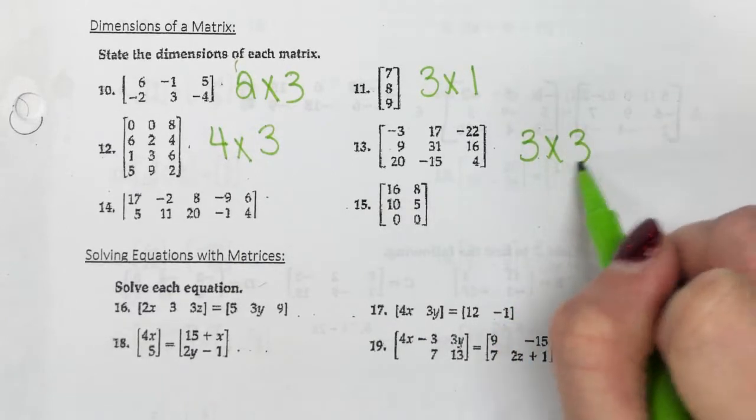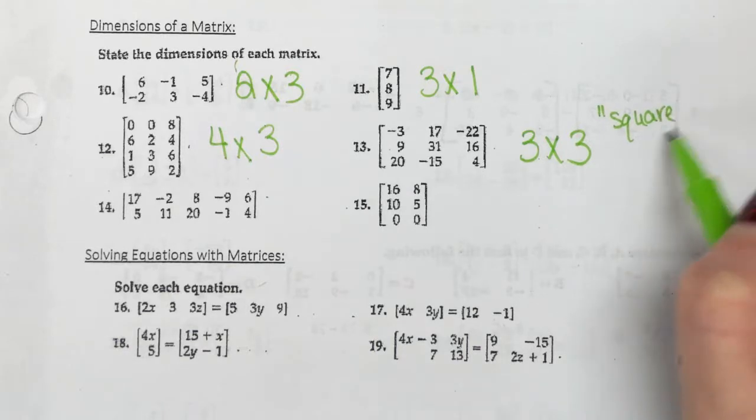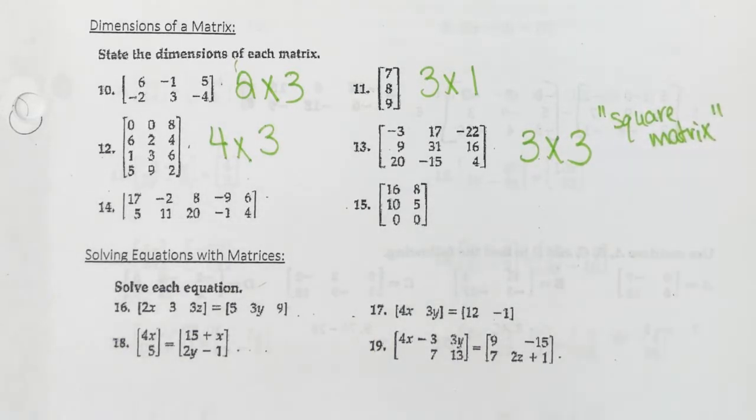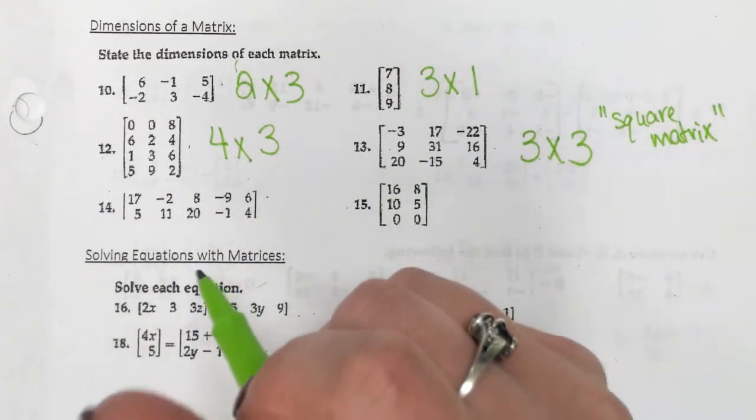Number 13. 3 by 3. All right. Now look, this one's called a square matrix. Why is it called a square matrix? There you go. They're both exactly the same rows and exactly the same columns. Just know that terminology. It's called a square matrix. You're gonna have a quiz on this and adding. I mean, your quiz is gonna be really easy.